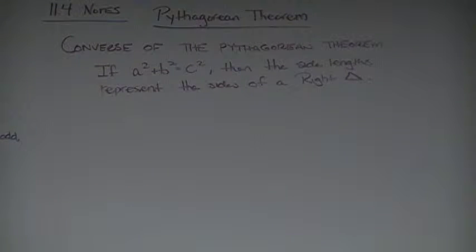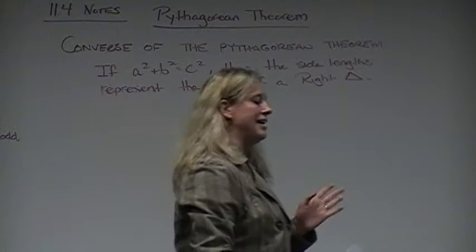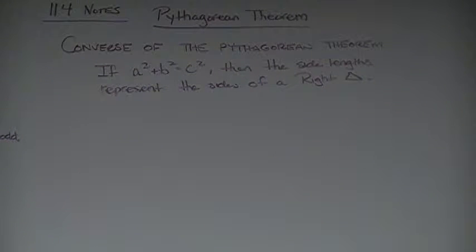Pythagorean theorem says that if a squared plus b squared equals c squared, then the side lengths that are given are the side lengths of a right triangle. We cannot say that the lengths that are given are the sides of a right triangle unless it fits a squared plus b squared equals c squared.